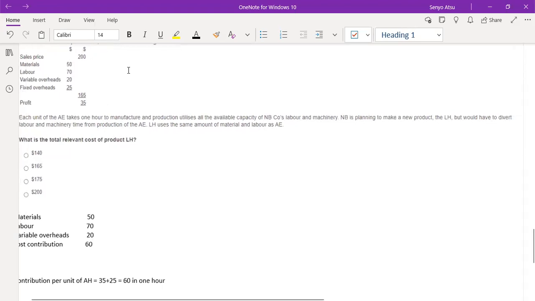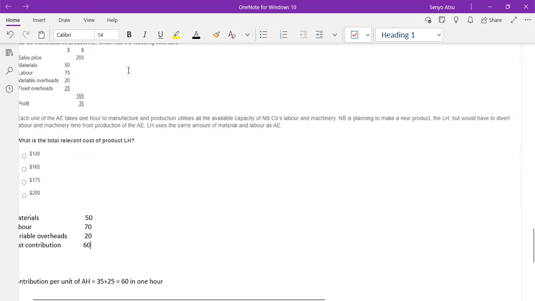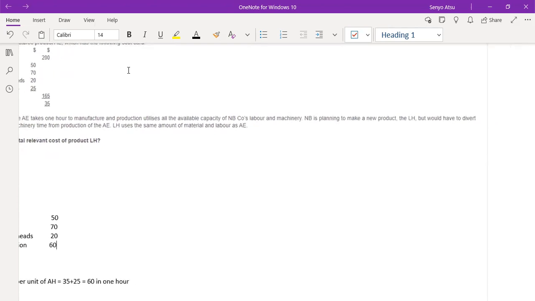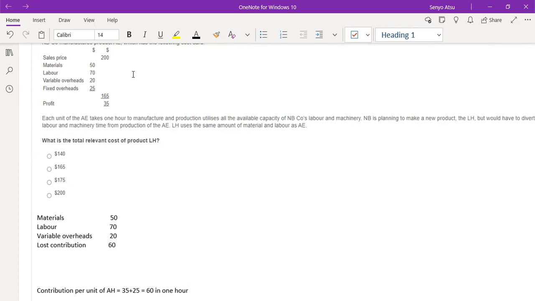Is that all? Each unit of the AE takes 1 hour to manufacture, and production utilizes all the available capacity of NB Co's labor and machine. NB is planning to make a new product, the LH, but will have to divert labor and machine time. When labor is diverted, I guess they are also paid, but that will be too much here. I'm having a look at the answers. 50, 70, 20. That's how much? 140 plus 60, 200. That's the maximum I'll get. I'll go for option B.